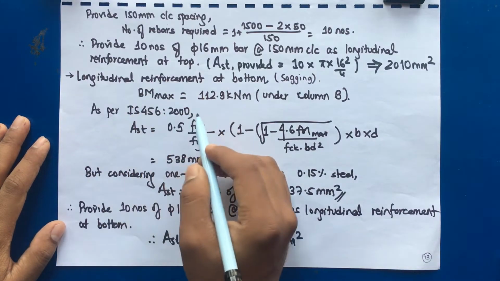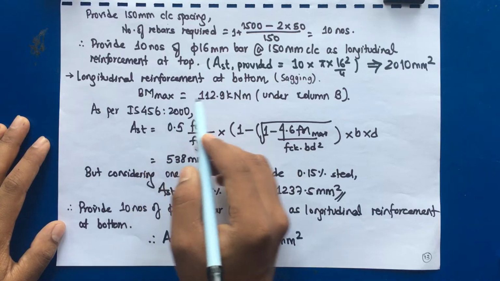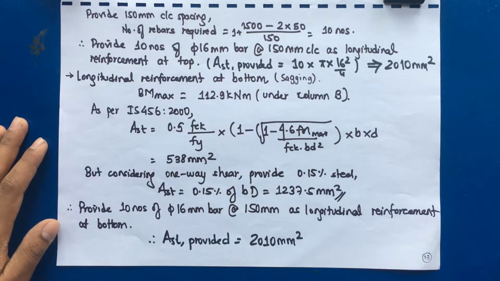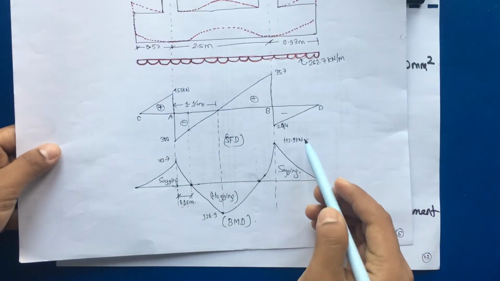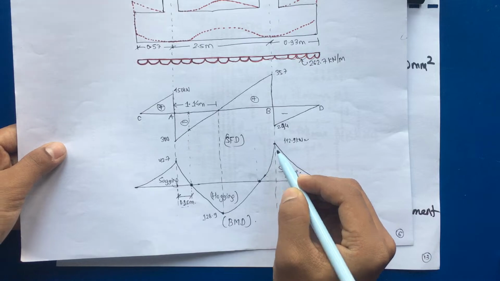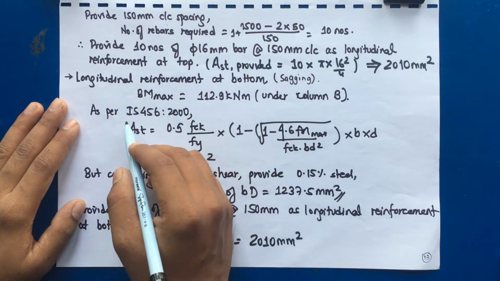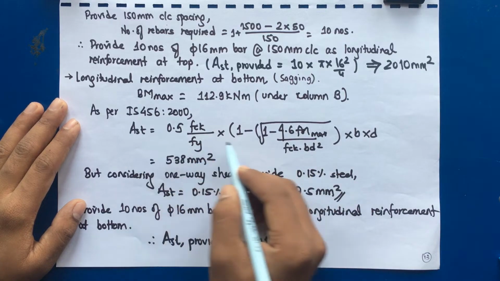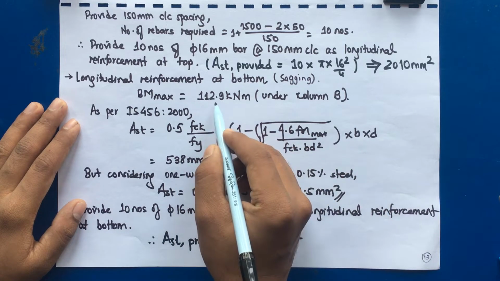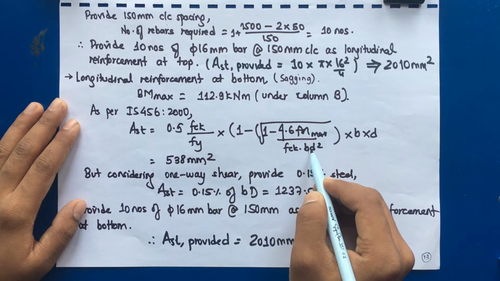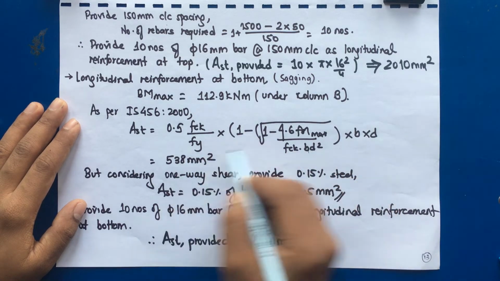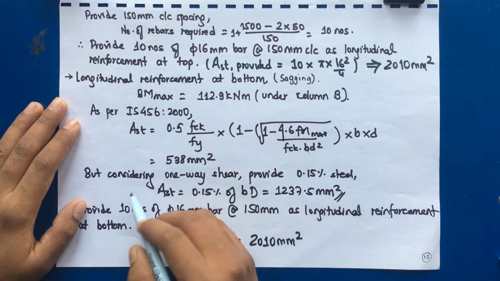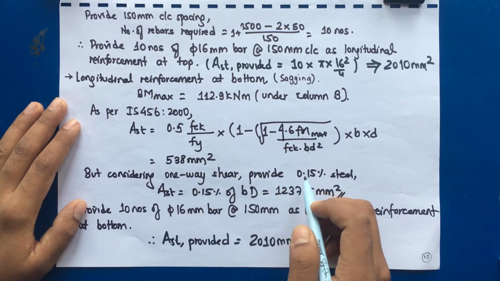So maximum bending moment for sagging was, bending moment max is equal to 112.9 kilonewton meter under column B, which we have calculated previously. So if you see in the bending moment diagram also, this was the sagging moment. Similarly, as per 456/2000, using this formula we can calculate the area of steel required. Substitute the value M max as 112.9, B will be 1.5, D will be 492, and we'll get 538 mm square, which is considerably smaller value, but considering one way shear provides 0.15% steel.